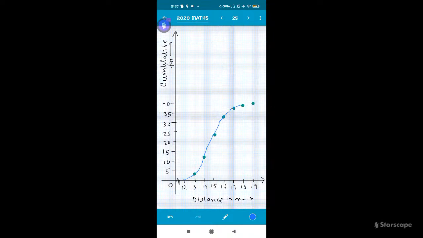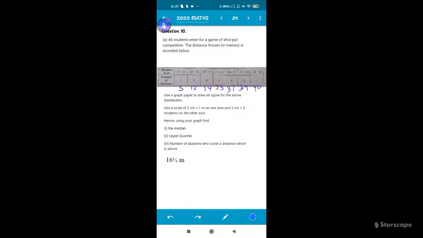Let's see. We have to find the median. Okay, so we see over here that the value of n in our question, that means the sum total of the number of students or the final cumulative frequency, is 40, which is an even number. So our median will be, this is question number 1, the n by 2th term, not n by 2 only, the n by 2th term. That means the 40 by 2th term, which is the 20th term.